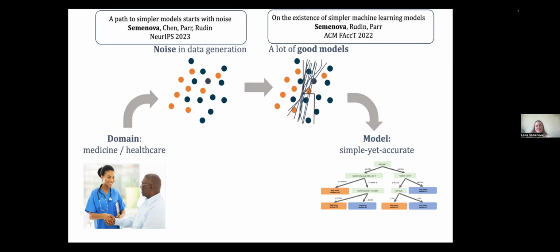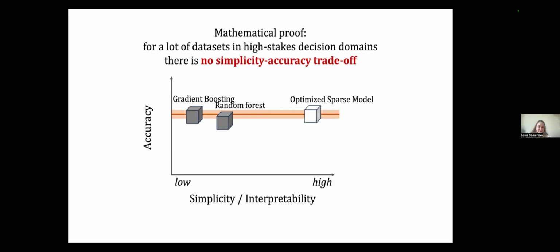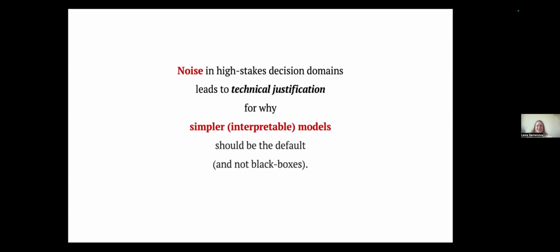And also this path becomes a mathematical proof that for a lot of high-stakes decision domains, we can expect no simplicity-accuracy trade-off. And there are two reasons why I'm very excited about this proof. First, it's a nice phenomenon that occurs in practice that now we are able to explain a little bit more, why for so many datasets we can find these sparse good models. But also it leads to a technical justification for why interpretable models should be the default for a lot of domains.